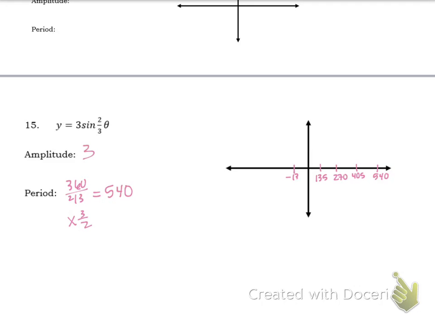So -135, -270, -405, and -540. Sine starts from the center and makes that S. So going from that center, ooh, my high is 3 and -3. So making that S, we skip the first one, go down and hit. Then we got to make that S, so we got to go the opposite way and skip again.